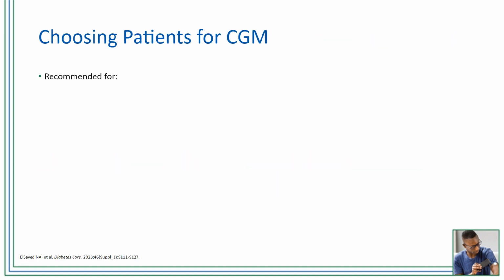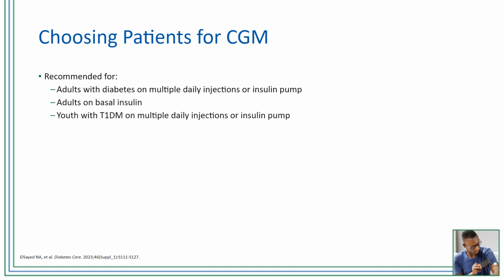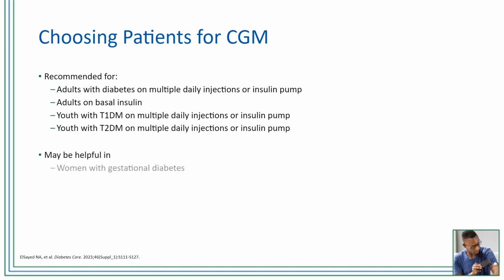So these are indications for who to think about. You'll notice with these recommendations, they say adults with diabetes. They don't say necessarily type 1 or type 2. But anyone who's on multiple daily injections or an insulin pump should be considered. Adults who are on basal insulin, youth with type 1 that have multiple daily injections or an insulin pump, and now youth with type 2 as well on multiple daily injections or insulin pump. There's other cases where they may sometimes be helpful. And so women with gestational diabetes, there are a couple devices that are approved for use in pregnancy and can be useful for those patients with gestational diabetes.